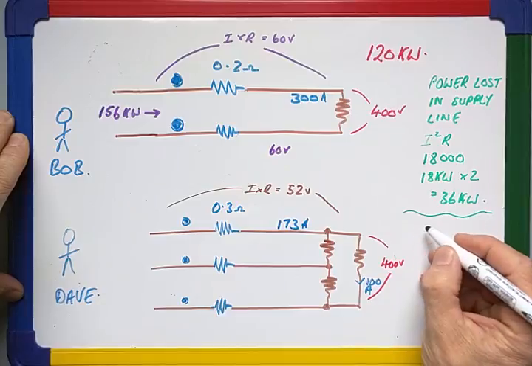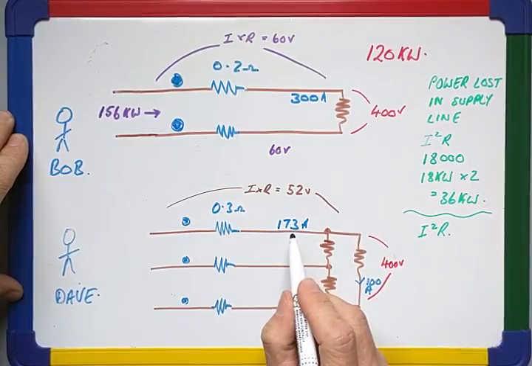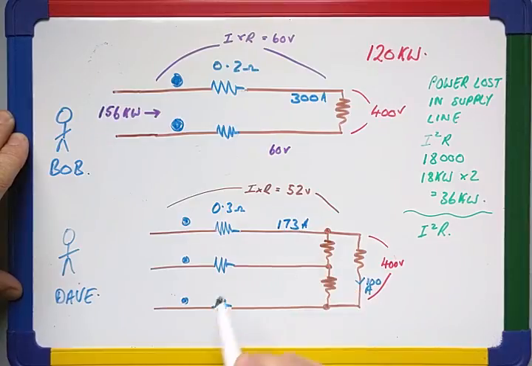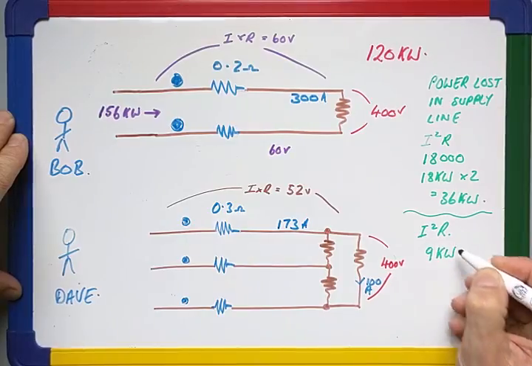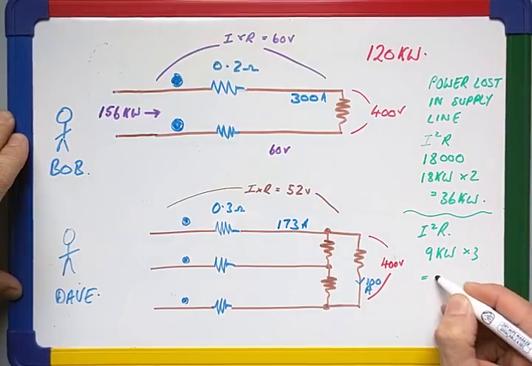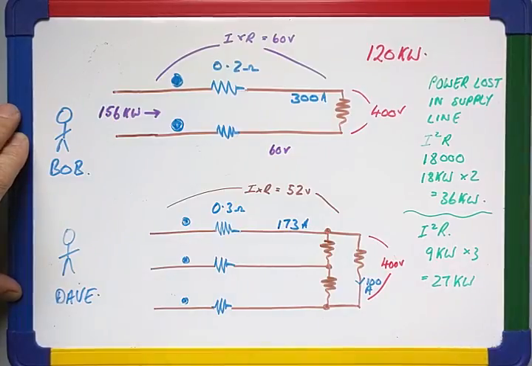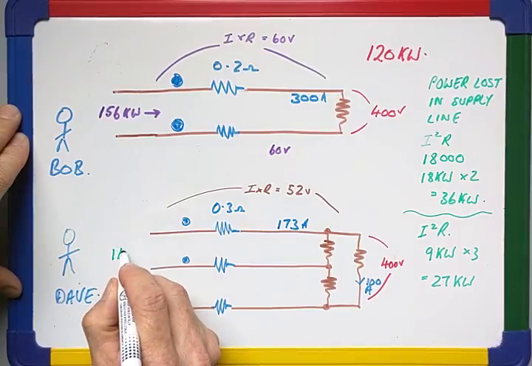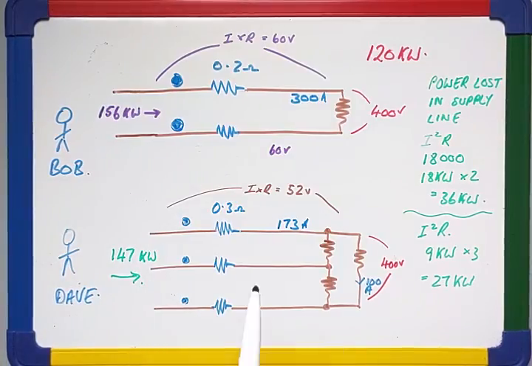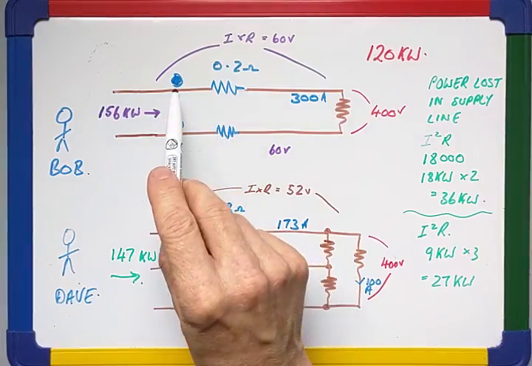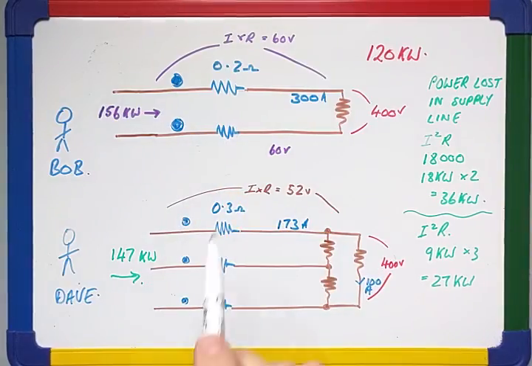In the 3-phase system, we still have losses of I squared R, but I is considerably lower. So 173 squared times 0.3 gives us around about 9 kilowatts in each of the 3 lines, which is 27 kilowatts of losses. So Dave, in order to get 120 kilowatts to the far side, needs to put in 147 kilowatts. Hence the reason why Dave was on the ball. 3-phase is the way to do it. We've got the same amount of copper being used in both systems. 2 wires at 0.2 ohms or 3 wires at 0.3 ohms. However, this system is inherently more efficient.